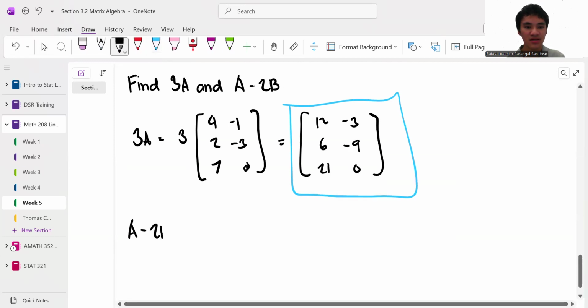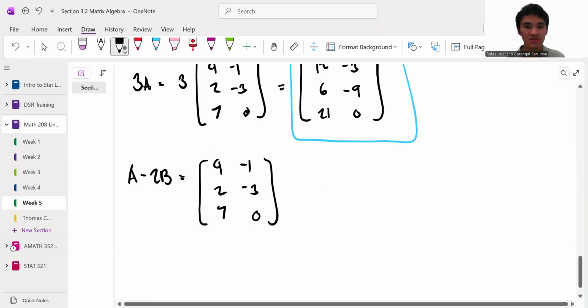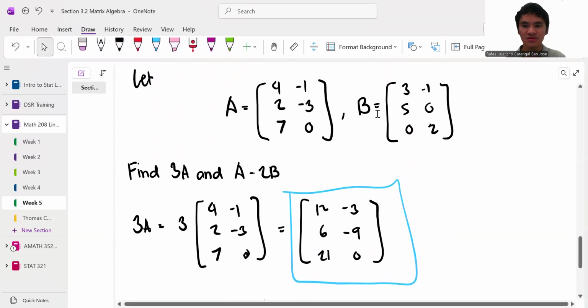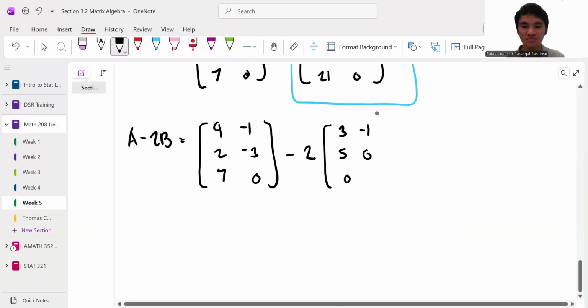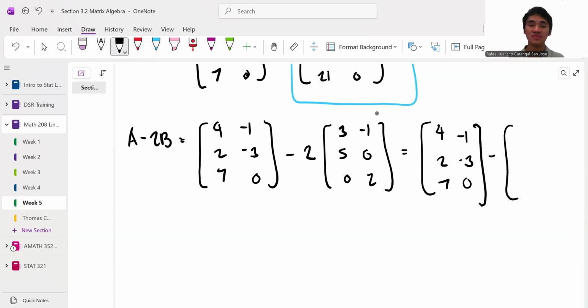Now to get A minus 2B, again, we just write down the matrices. So this is matrix A minus 2 of matrix B, which has entries 3, 5, 0, -1, 0, 2. And then we just solve it, right? So maybe I'll solve the scalar one first. It follows the same thing as PEMDAS does for real numbers, but here we're doing it for matrices, my bad.